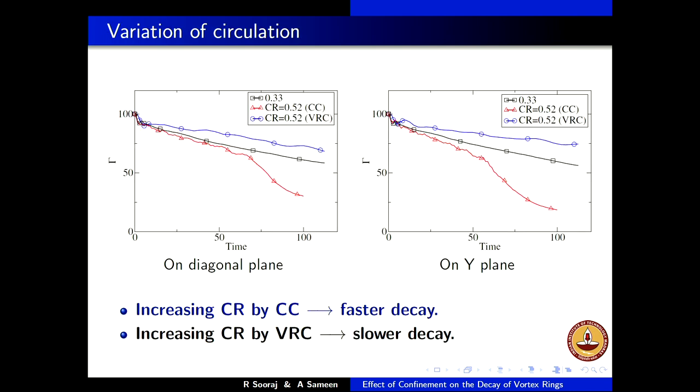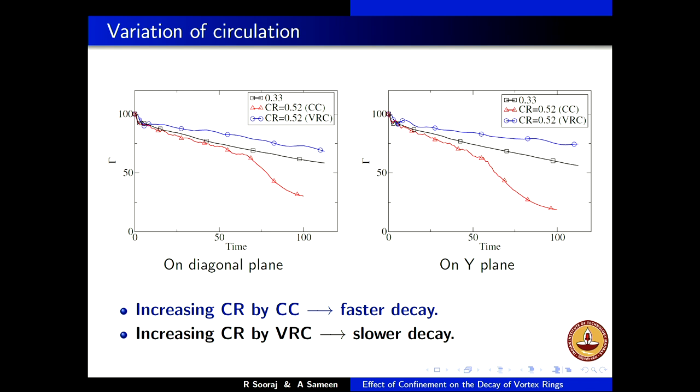Now, here I am showing the variation of circulation. These are on two different planes. Here you can see the center line, which is for the confinement ratio value of 0.33, and I am increasing the confinement ratio to 0.52 first by decreasing the confinement size, that is the red line with the triangle symbols. And again I am going to 0.52 confinement ratio by increasing the vortex ring size. In the case of decreasing confinement size, the decay increases, and for increasing vortex ring size, the decay reduces.